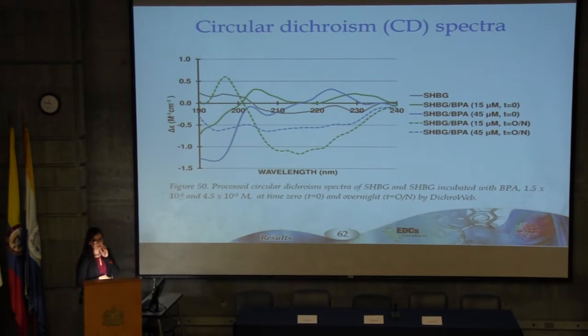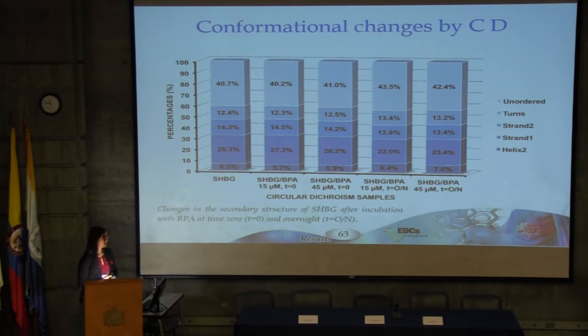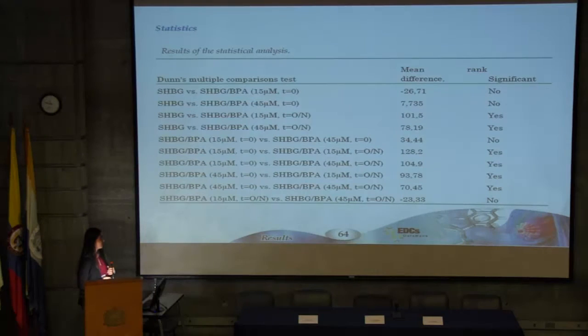And these are the results of the circular dichroism spectra with the protein alone and the protein in contact with BPA at time 0 and overnight. Here you can see the results in a more friendly way. As you can see here, there is an increase in the alpha helix content of the protein after the exposure to BPA, which is a signal that the protein and ligand effectively interact.